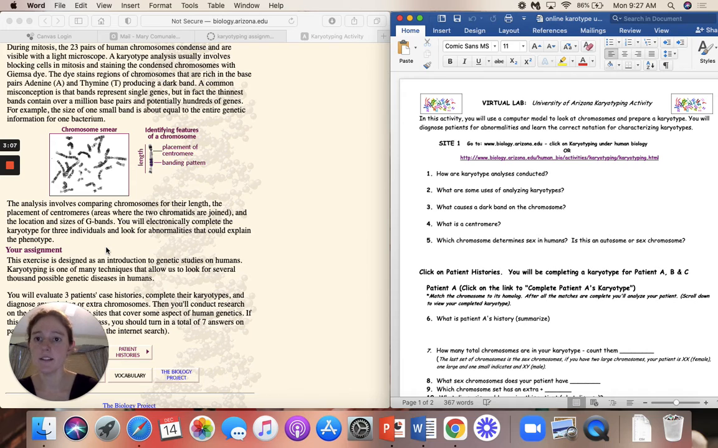So how are they conducted? Well, I'm going to go back up to this paragraph here. Talks about, you take a picture and stain the regions of chromosomes that are rich, I'm using this sentence here, that are rich in base pairs, producing a dark band.